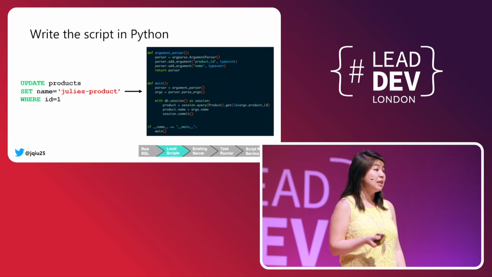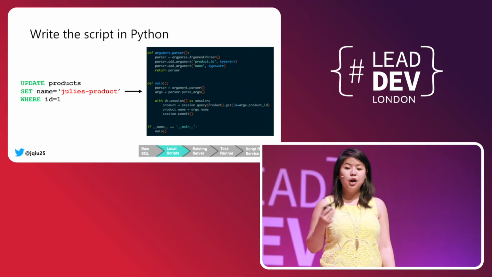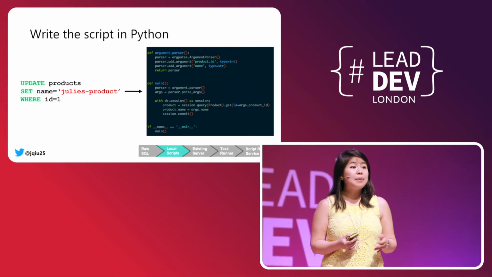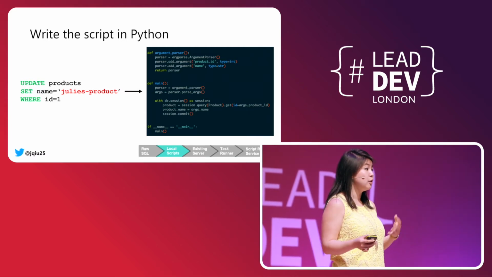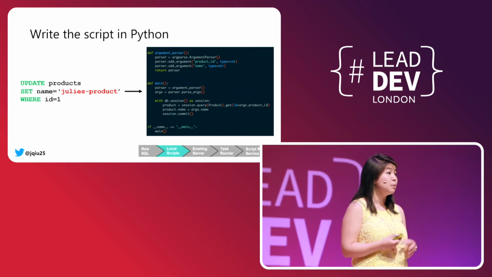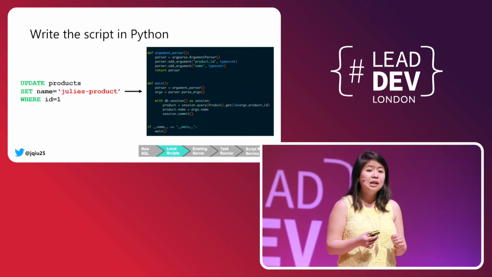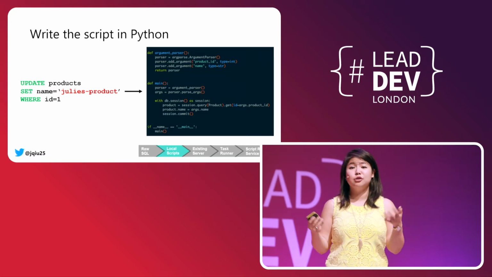We would convert the SQL logic we would have wanted to write to code in the programming language of your choice. I usually, when I'm writing my scripts, like to add an argument parser, so that makes it so that my scripts can be reusable in the future, especially if I plan to use this logic again. Say, I want to rename product 2 to Julie's other product.